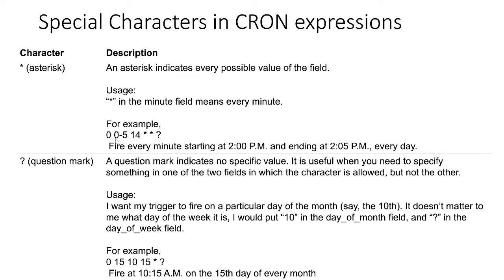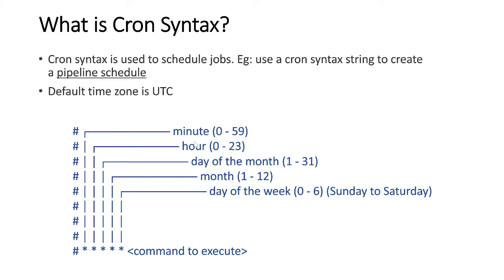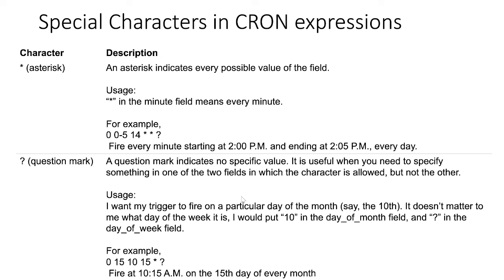0-5 is a single expression, and we have 14, a star, another star, and a question mark at the end. If you read the scenario: fire every minute starting at 2 p.m. and ending at 2:05 p.m. every day. You can see we have every day. Looking at this syntax, first we have minute, hour, day of the month, and day of the week.